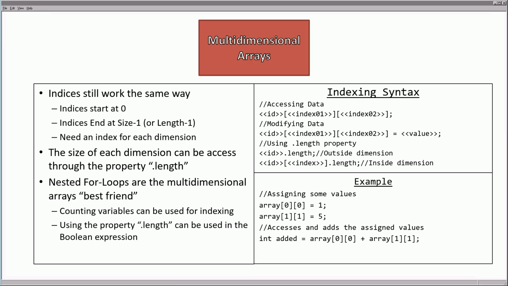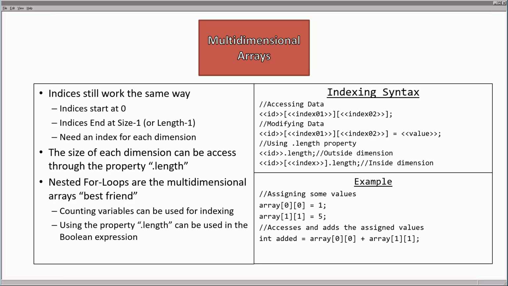Indices for multidimensional arrays work in the exact same way. We always start at index 0, and the last valid index is the size, or the length, minus 1. Whenever we're indexing into multidimensional arrays, we must make sure that we index for each one of the dimensions. So over here, if we needed to access the data, then we need the identifier followed by the first index in the square brackets and the second index in the other square brackets. Now similarly, if we're modifying information, then we need the identifier followed by the first and second index and assign that to whatever the value is. The more dimensions that you have, the more indices that you have to worry about.